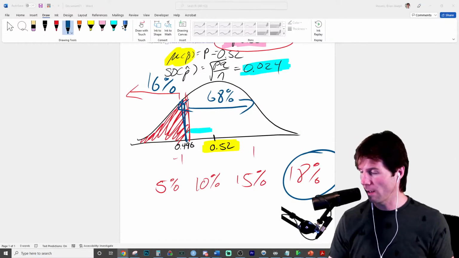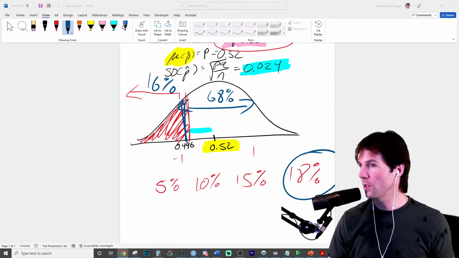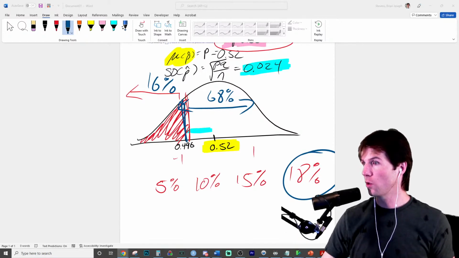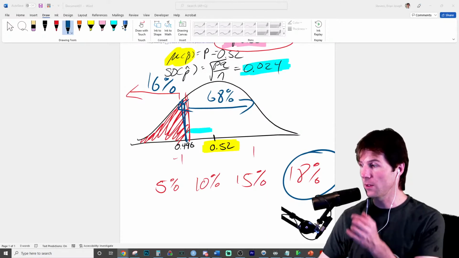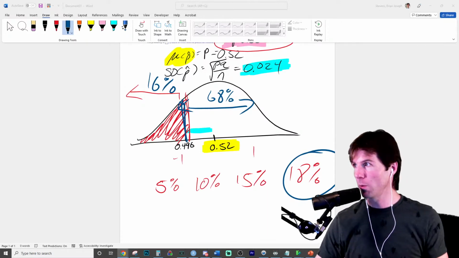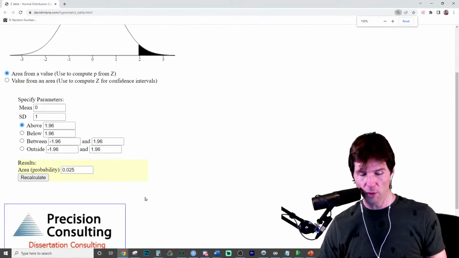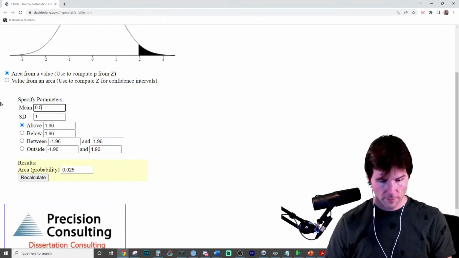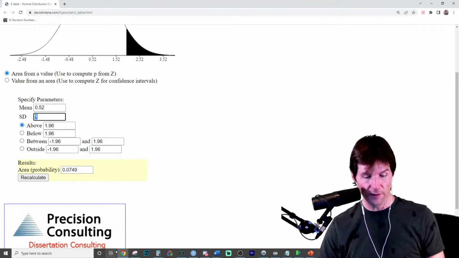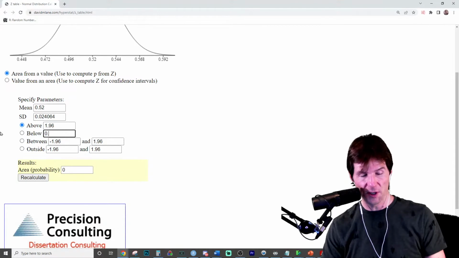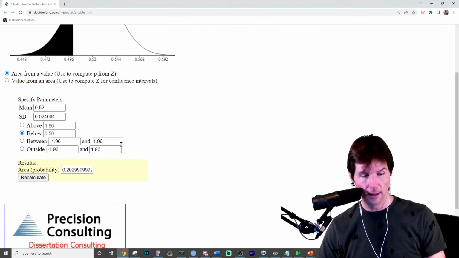But what we need to do now is go to the David M. Lane site and draw a picture that looks identical to this. So here we are on the David M. Lane site. We're going to enter the mean of the distribution, which was 0.52, and then we enter the standard deviation. And then we go below 50%. And there it is right there.